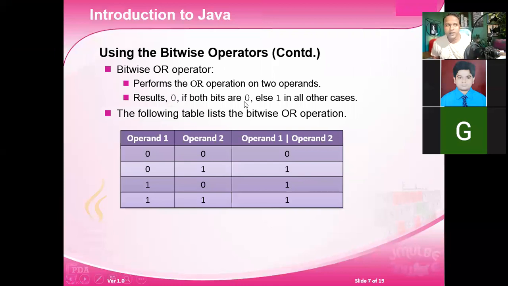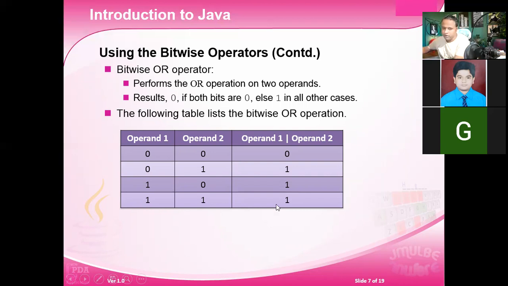The bitwise OR operator performs an OR operation on the two operands. It results in 0 if both bits are 0, or else 1 in other cases. 0 0 returns 0, meaning false false returns false. False true returns true. True false returns true. True true returns true.